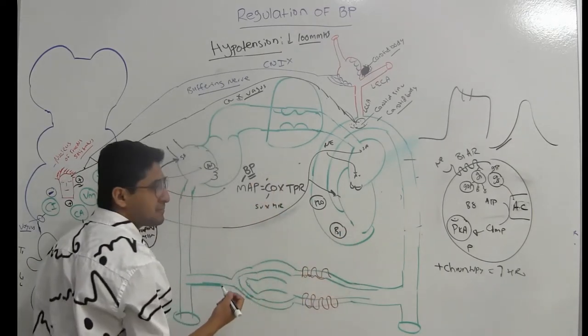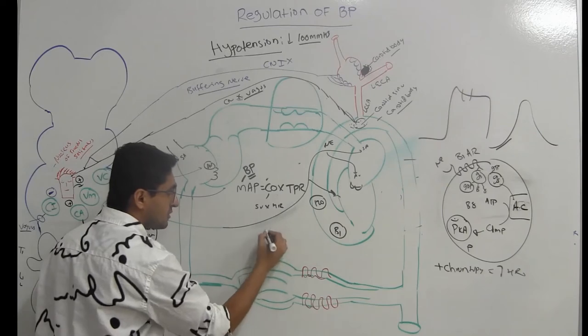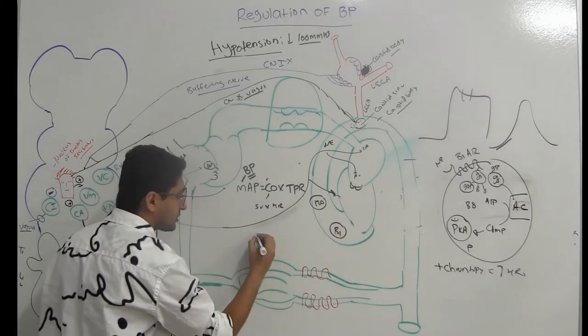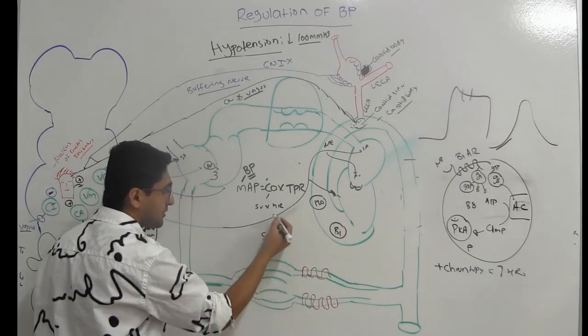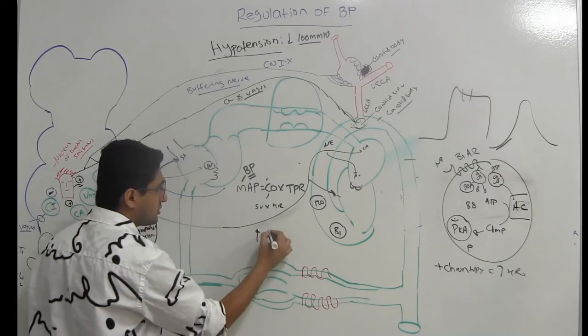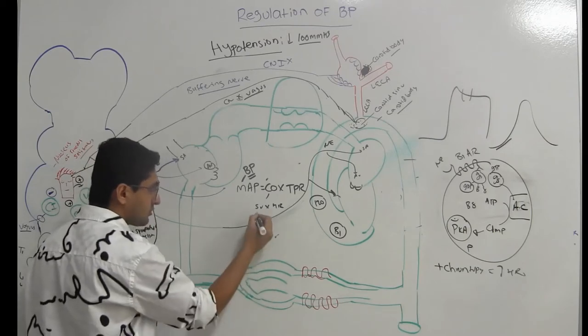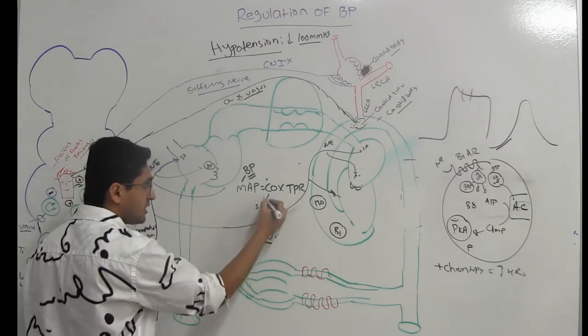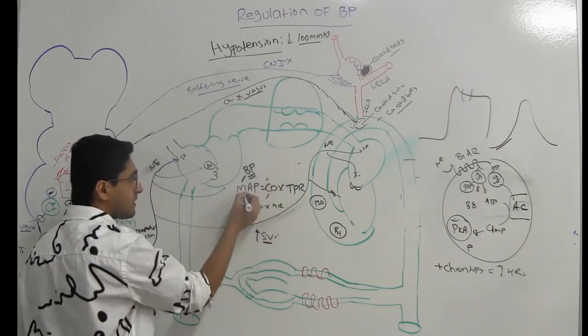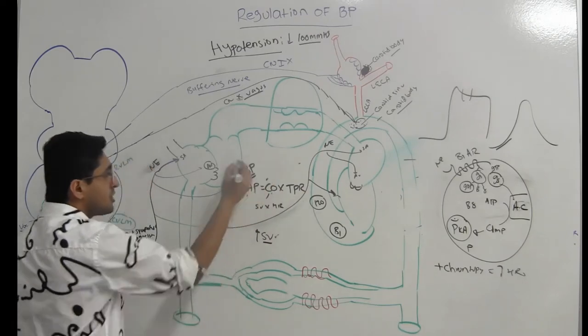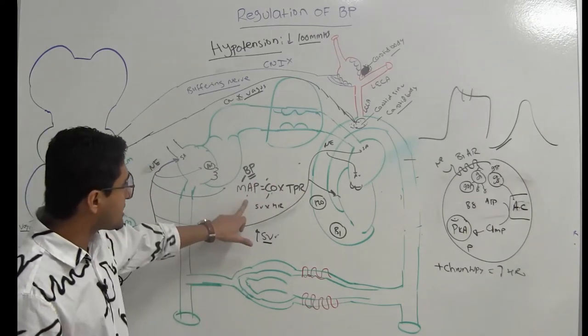When you increase your contractility, what happens? Your stroke volume goes up, right? If your stroke volume goes up, your cardiac output goes up. Remember, if the contraction is stronger, you increase the stroke volume. If the stroke volume is up, you increase the cardiac output. If the cardiac output is up, your mean arterial pressure is up, and your blood pressure is up. That's what is happening here.